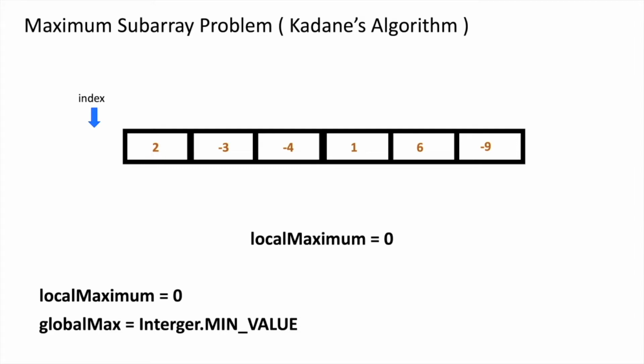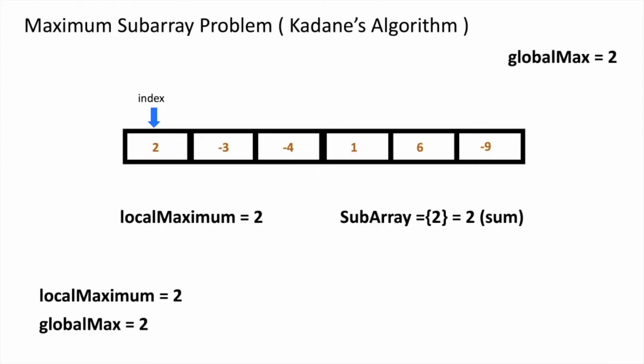So at the very starting of the program, we will start our iteration with the first index of our array. At the very beginning of the program, the local maximum and the global maximum of this array is 2, since we have not encountered any other element before this. So we will initialize both the local maximum and the global maximum with the first element of the array. Now we will start our iteration with the second element of the array.